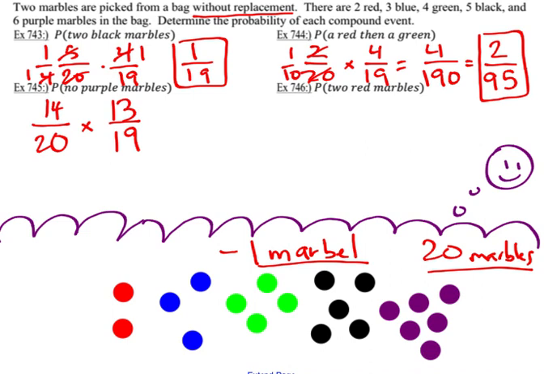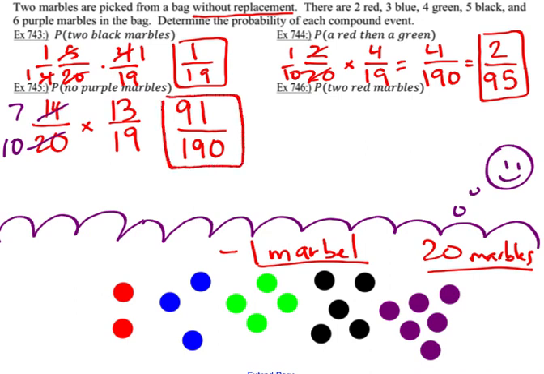Let's do a little bit of reducing here. This would be 7 out of 10. And 7 times 13 is 91. 10 times 19 is 190. And I do not believe that that will reduce. So your probability of picking no purple marbles in 2 picks is 91 out of 190.